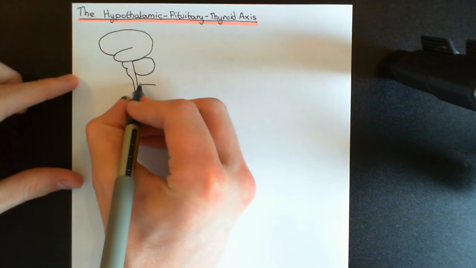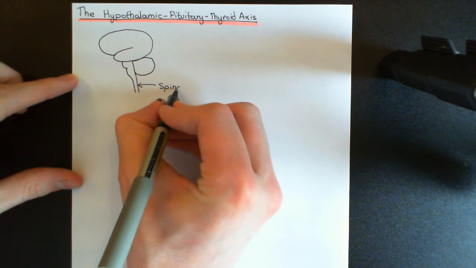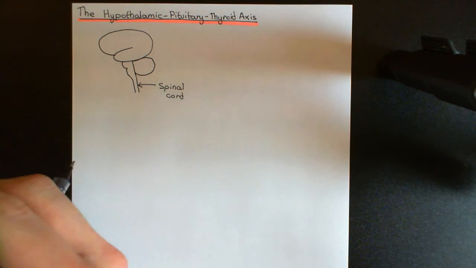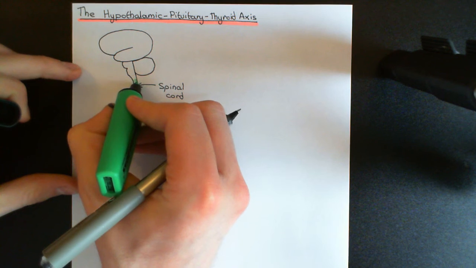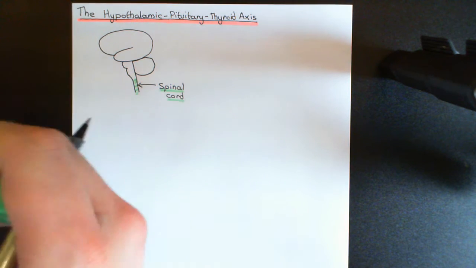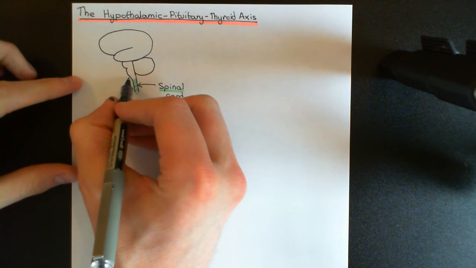Let me just label up the different parts that I've got here. Down here, this is the spinal cord, and I'll just colour everything in. This portion is outside of the skull, within the vertebral column, but of course it's still part of the central nervous system, because the central nervous system is the brain and spinal cord.